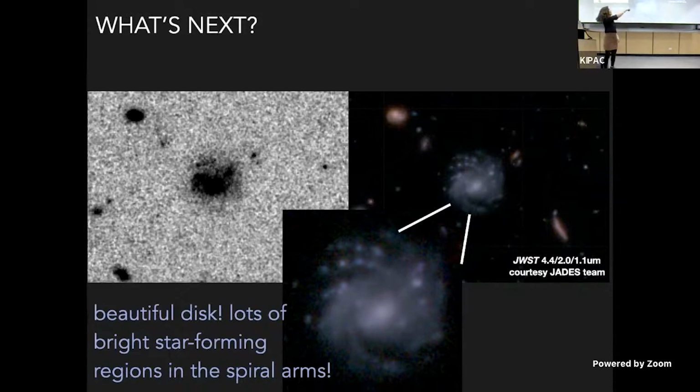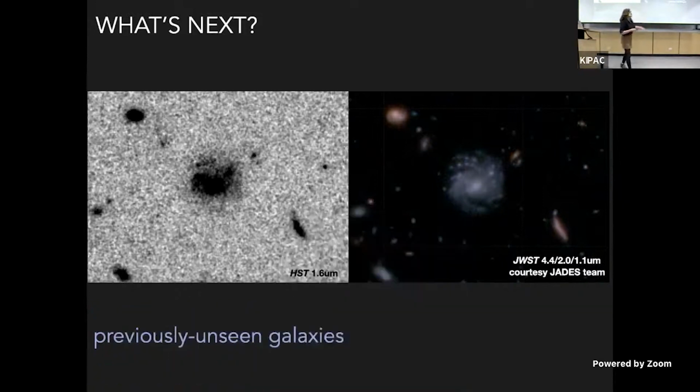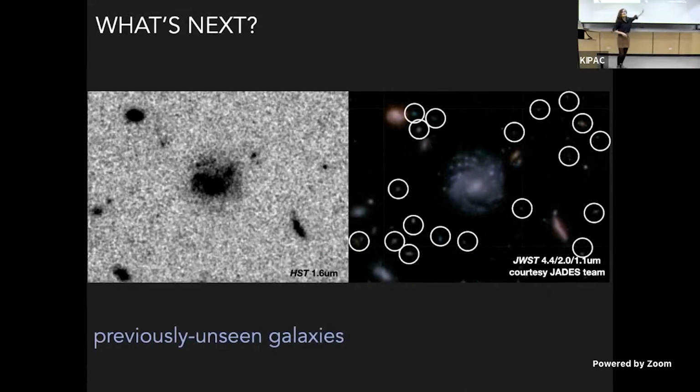This is a flocculent spiral. It has like many different spiral arms here. You can see these star-forming regions popping out in great detail. And this, I think, is an example of why we're seeing so many more disks now with JWST, is that that doesn't look like a disk. That looks like a train wreck, and all of a sudden it's a disk now in JWST.